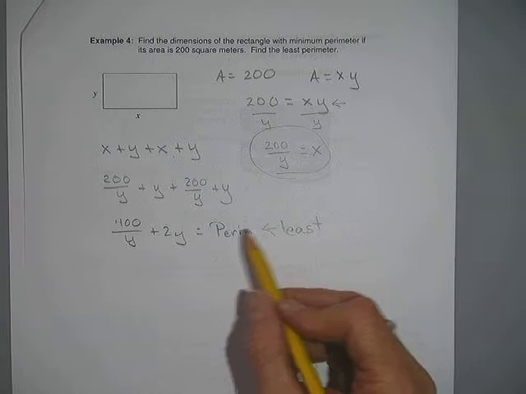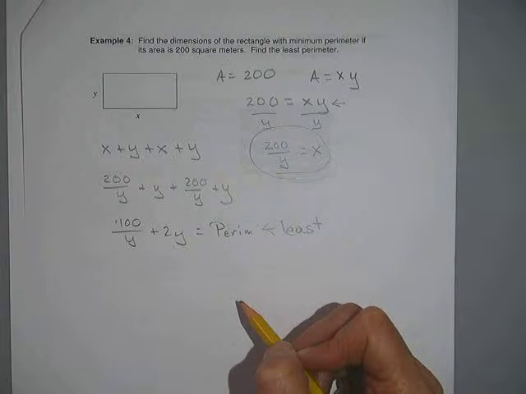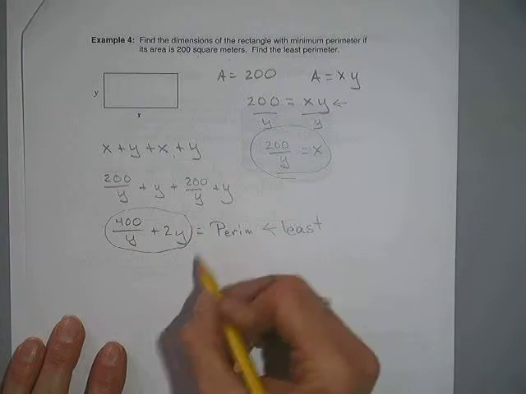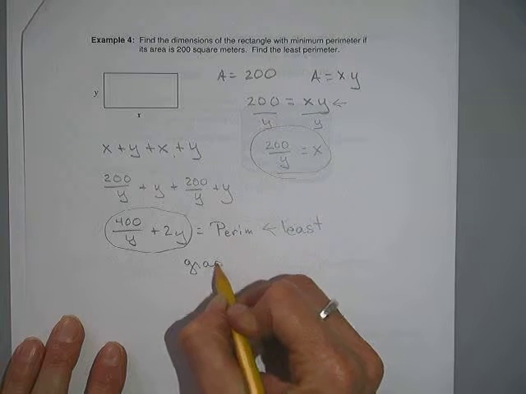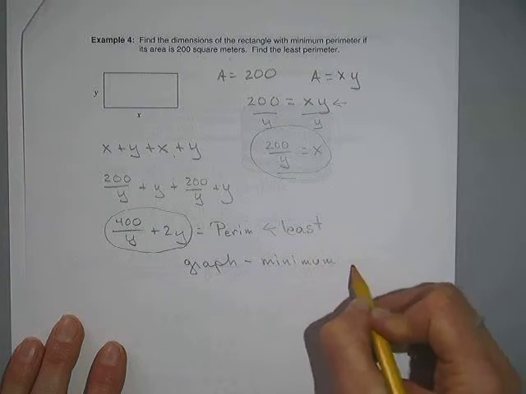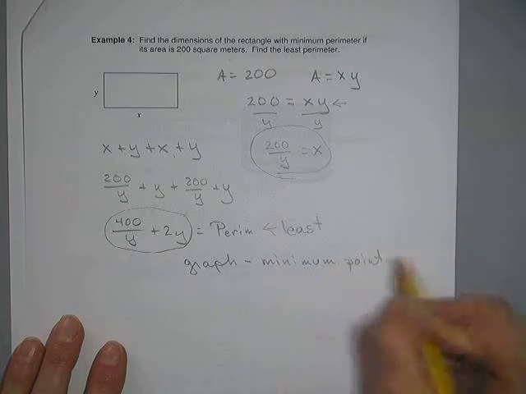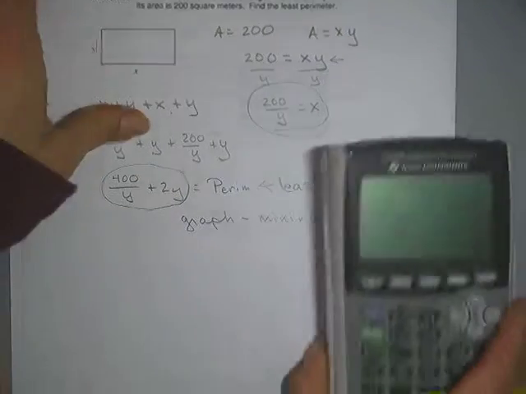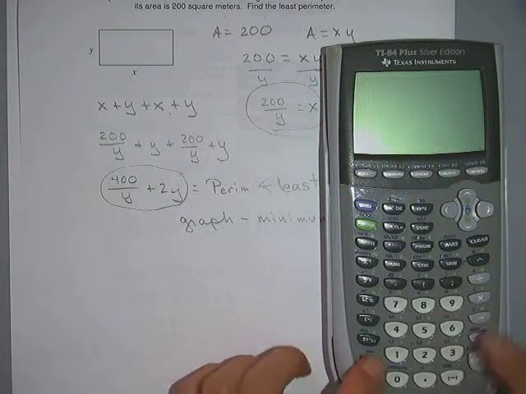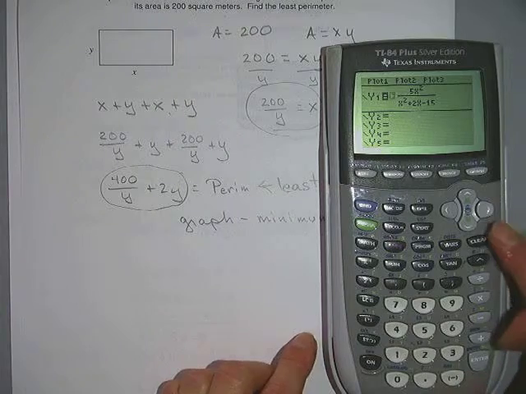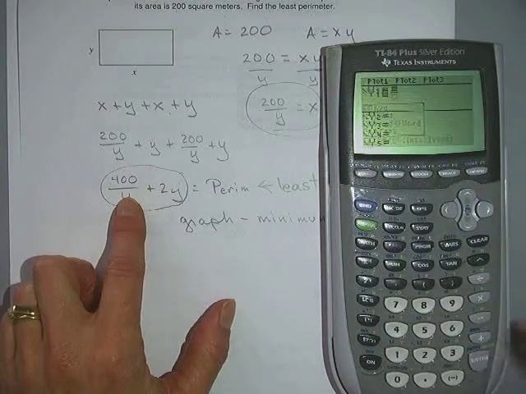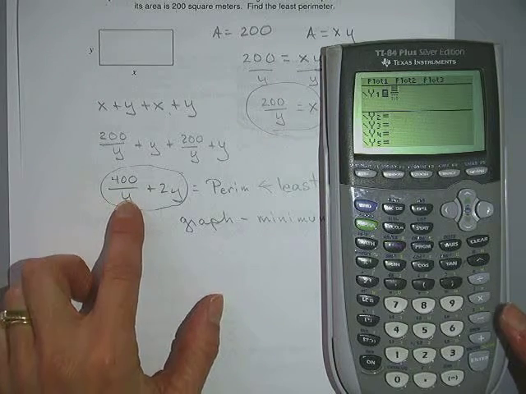Okay. How about we need to find the least perimeter, right? Yeah. If I had a graph, how do you know what the least number is on the graph? I look at it. It's the minimum. Why don't we try to graph this on our calculator? So let's graph this and find the minimum point. Let's see if we can do that right here. So let's go into our calculator.